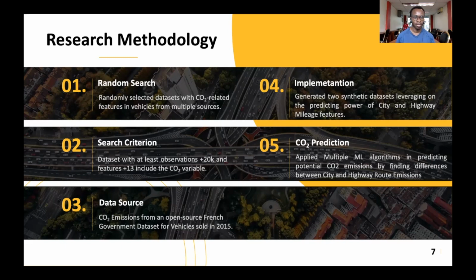The other was 13 features. Then having carbon emission variables quite important for this search. Then the third part is carbon emissions from a dataset which was for cars sold in 2015. And then we have the implementation part, which was split into two categories. The first part was creating a synthetic dataset, leveraging the predictive power of city and highway features. So now this in itself meant the prediction will be based on finding the difference between carbon emissions from city and highway emissions, which is shown in the CO2 predictions in the fifth part.